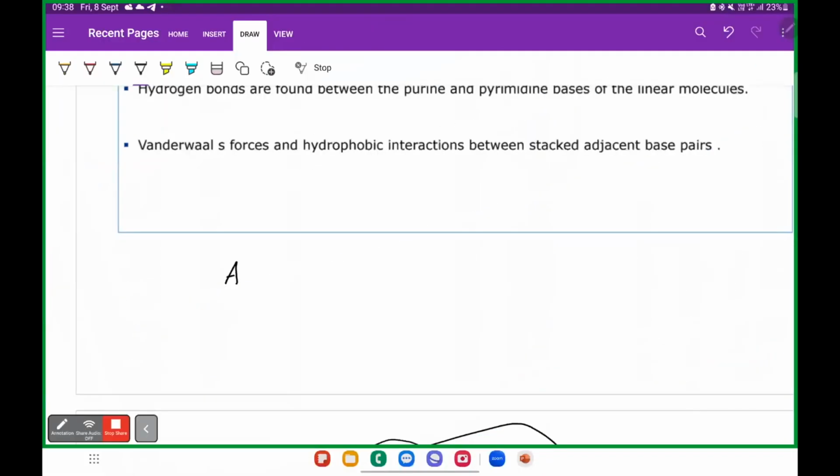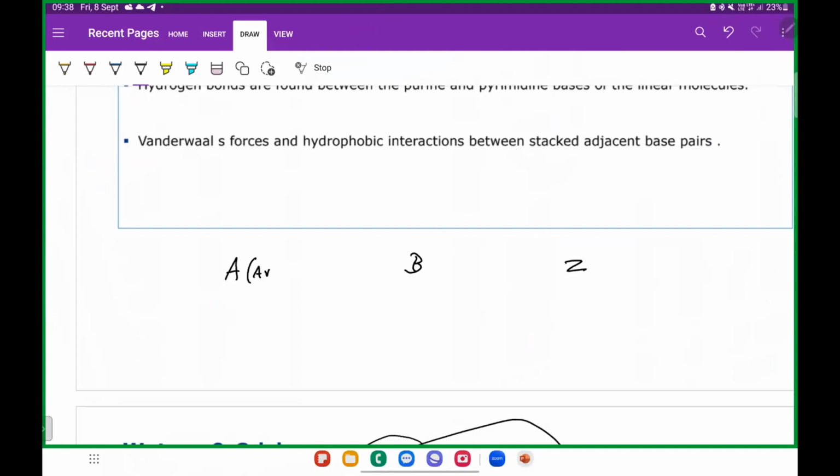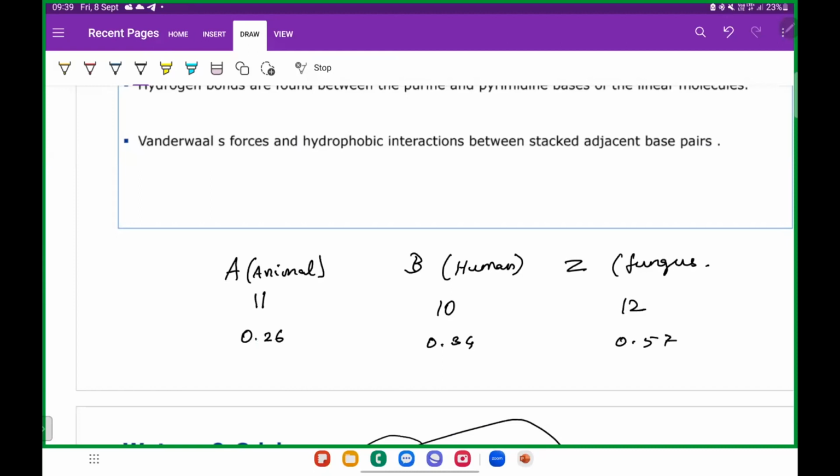So A, B, Z. A is usually present in animals. A for animal. B is usually present in humans, and Z is usually present in fungus. A has 11 base pairs per turn, whereas B has 10 base pairs per turn, and Z has 12 base pairs per turn. And then the pitch, or the length, is going to be around 0.26 for animals, 0.34 for humans, and 0.57 for Z, for fungus.